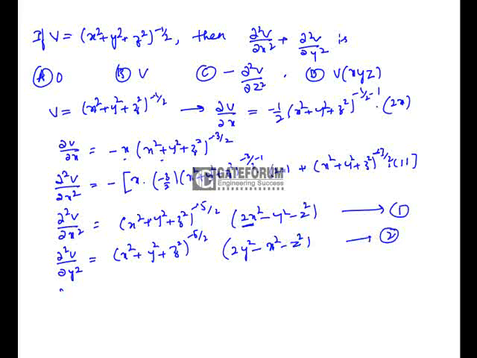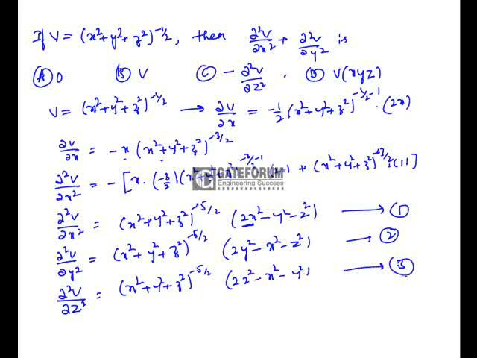Equation 2. Similarly for dou square v by dou z square, it is (x square plus y square plus z square) whole power minus 5 by 2 into (2z square minus x square minus y square). We'll obtain these equations because the given function is homogeneous.